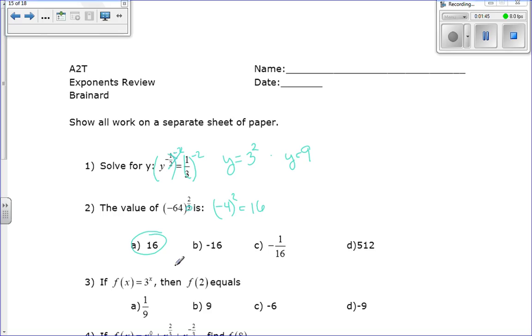Number 3, I have f of x equals 3 to the x, then find f of 2, or f of 2 equals. That just simply means I'm going to substitute in 2 for x. So I'll have 3 to the second power, which is 9. So it is choice B.